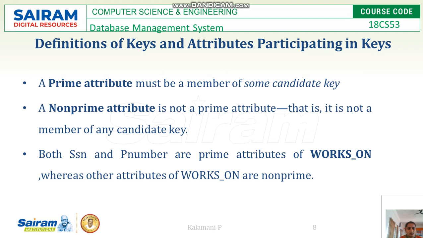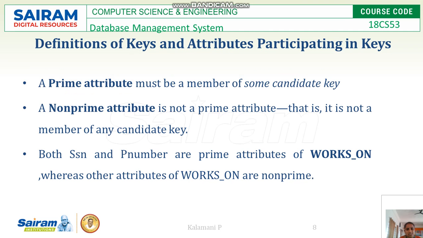And then prime attribute. A prime attribute must be a member of some candidate key. That member of the candidate key is called a prime attribute. The other attributes are called non-prime attributes, that is, not a member of a candidate key. These two things you should know. For example, SSN and P number are prime attributes of the Works_On relation, because SSN and P number together identify the tuples in the relation. Whereas the other attributes of Works_On are called non-prime attributes. Okay, you should be clear about prime and non-prime attributes.